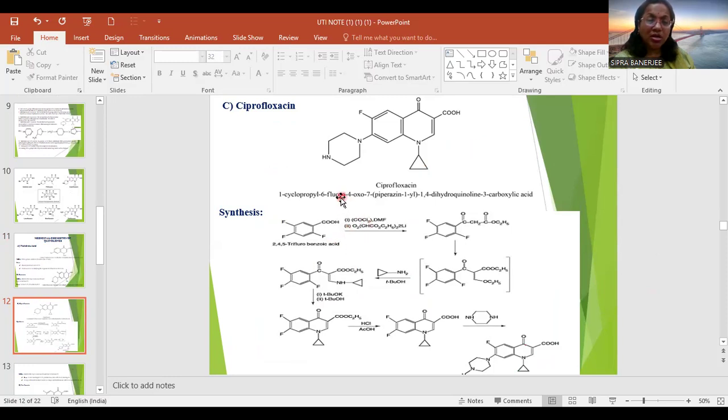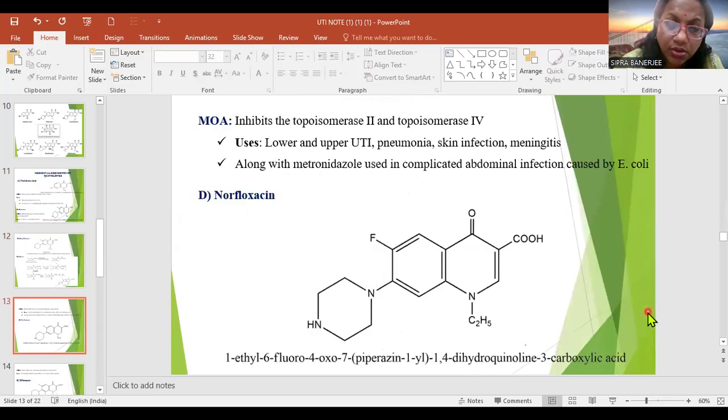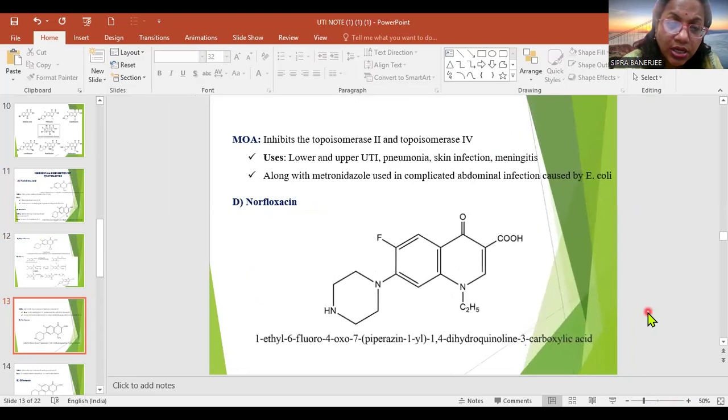Next, there are different ring structures that will not be studied. There are some synthesis procedures which you have to study on your own. Okay. Next, we are coming to norfloxacin. They act on topoisomerase 2 and topoisomerase 4. They are used in lower and upper tract infection. And the structure is the same as ciprofloxacin, but there is a fluoro introduction.